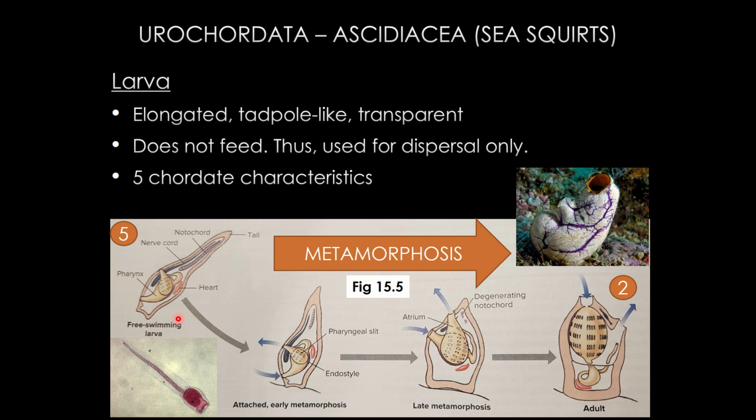When it goes through early metamorphosis, it starts the siphon process, but it has to go through metamorphosis. And that's where the pharyngeal slits are apparent, and the endostyle. The endostyle is the gland. The gland develops and starts to produce mucus, which allows it to take food out of the water. And then it goes to late metamorphosis. You can see the notochord is degenerate. The atrium is formed. The cavity is formed. And then it allows the siphon to complete. And then you have an adult.